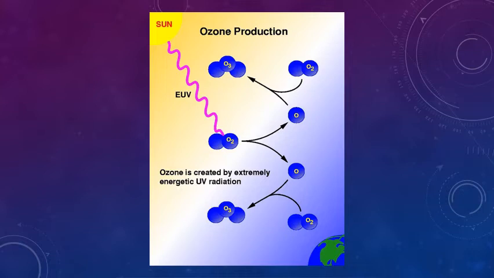In the stratosphere, it is produced by the action of high energy radiation from the sun striking some molecules of oxygen and converting them into ozone, as you can see in this diagram.